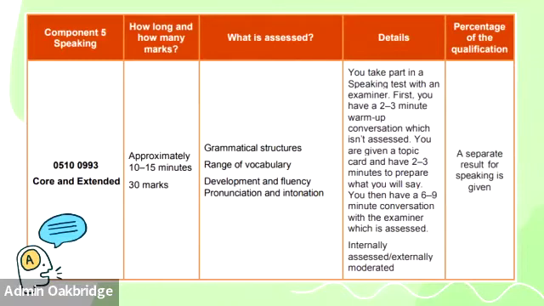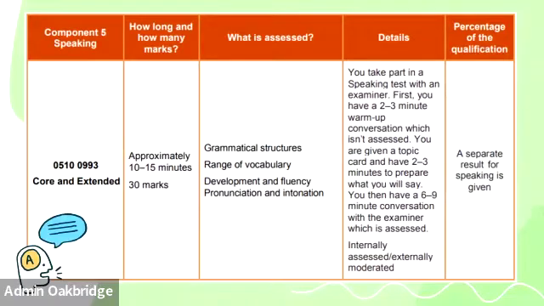And then you are given a topic. You are given a topic card and have 2 to 3 minutes to prepare what you will have to say. After that, you'll be given 6 to 9 minutes where you need to have a conversation with the examiner. And this is the only part that will be assessed. All right. And please remember, for component 5, which is your speaking test, it will be internally assessed and externally moderated, which means the marks will be given by your teacher itself. All right. So this is a separate result given. It's not externally assessed like paper 2 and paper 4 are.